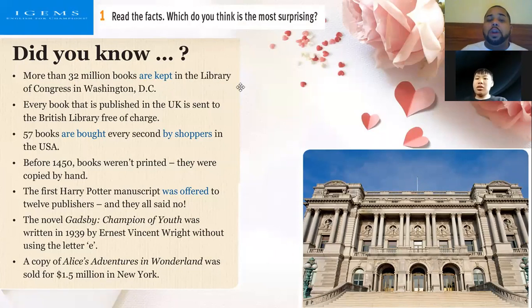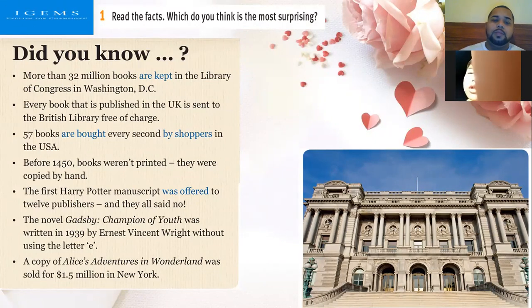This is what we are going to do here. We are going to read the facts, and then after that, I want you to tell me which you think is the most surprising. You can read this one. More than 32 million books are kept in the Library of Congress in Washington, D.C. Every book that is published in the UK is sent to the British Library free of charge. 57 books are bought every second by shoppers in the USA.